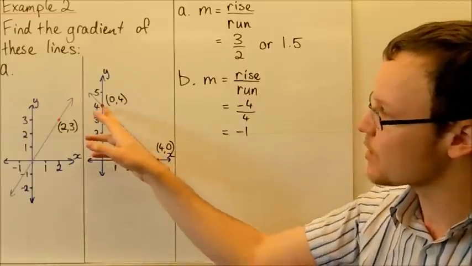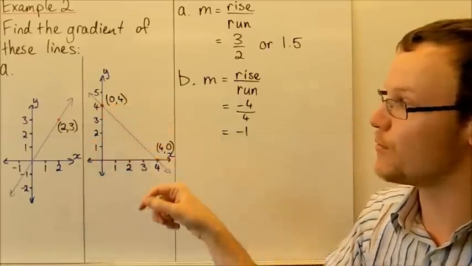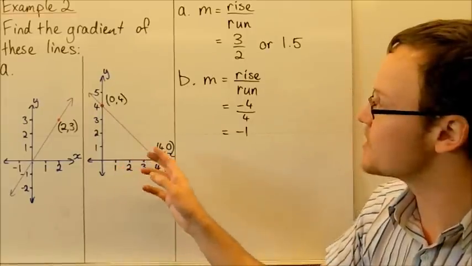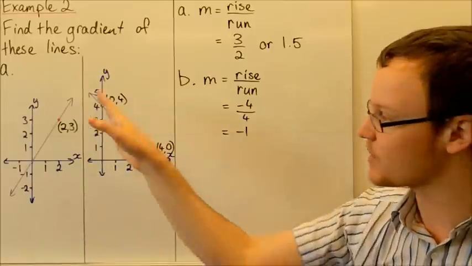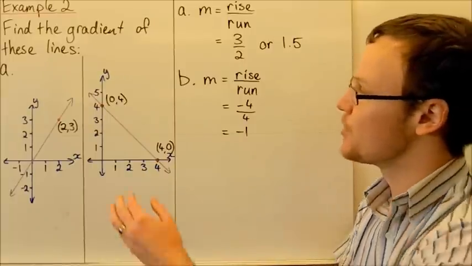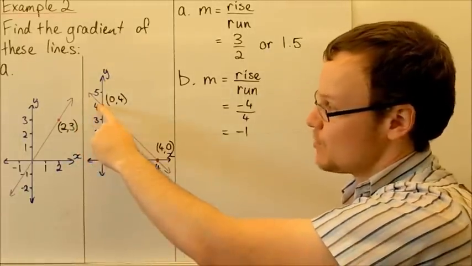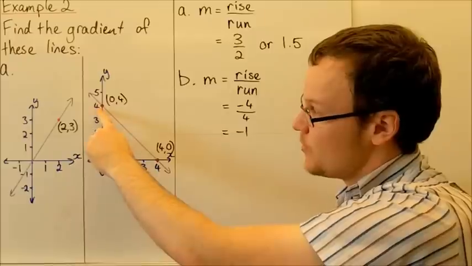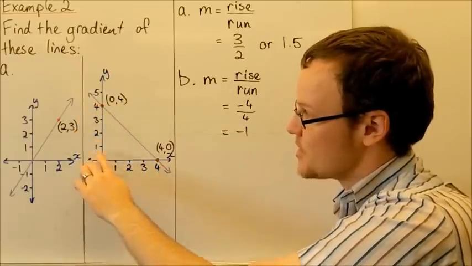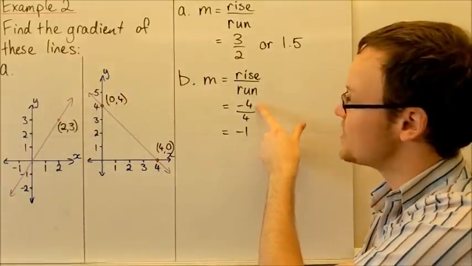Looking at our second graph here, we've got a point here of 0, 4, and a point here 4, 0. We can see that it's going to be a negative gradient because the Y values are decreasing as the X values increase. So the rise is actually going to be a reduction, a negative value. Our rise in this case is from 4 to 0. The Y value goes from 4 down to 0, so it's going to be negative 4. So our rise is negative 4.